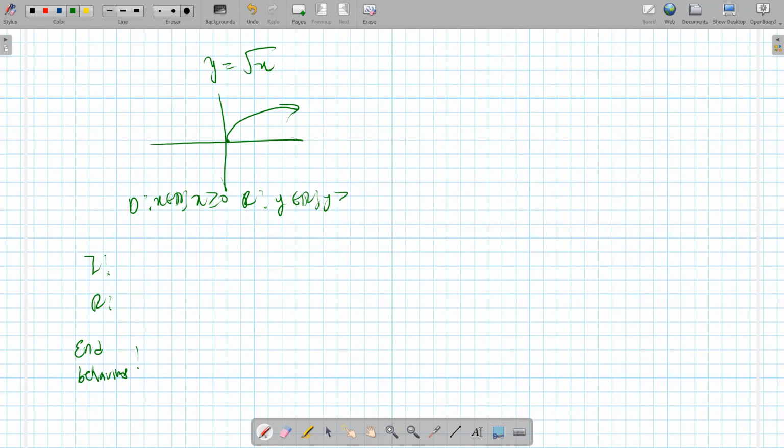Where is it increasing? It's increasing from 0 to infinity. It's not decreasing anywhere, so N/A. Now, end behaviors. This does not go to negative infinity, so we don't care about that direction. When x is going to positive infinity, y is going to positive infinity. The next one is the exponential function, 2 to the power of x.